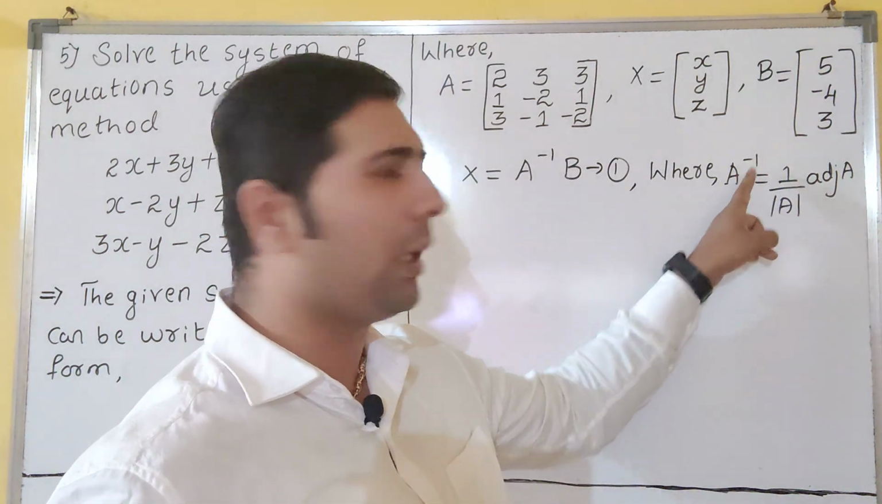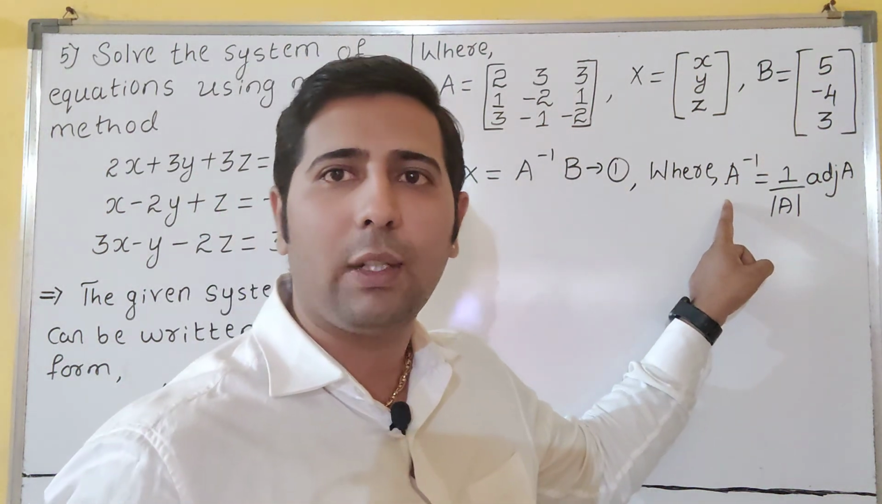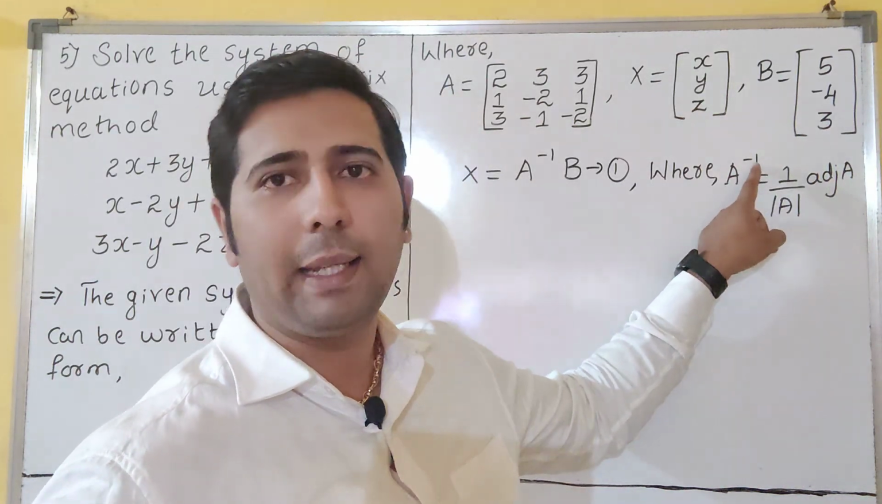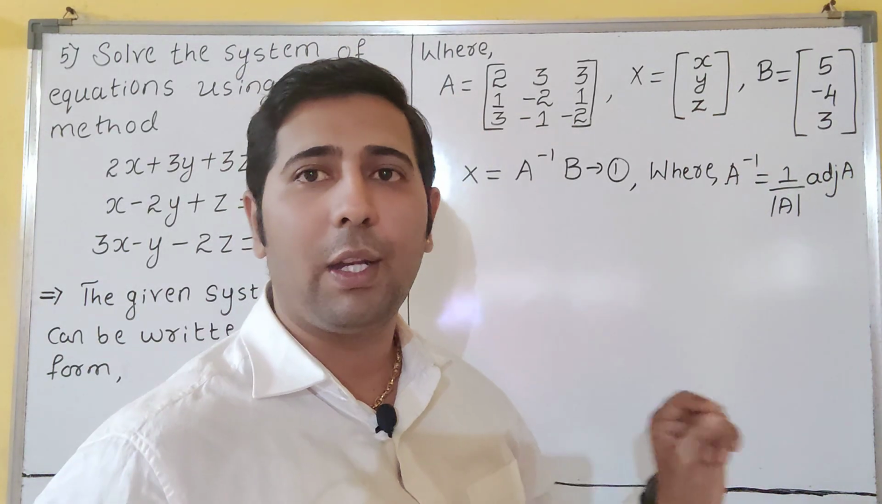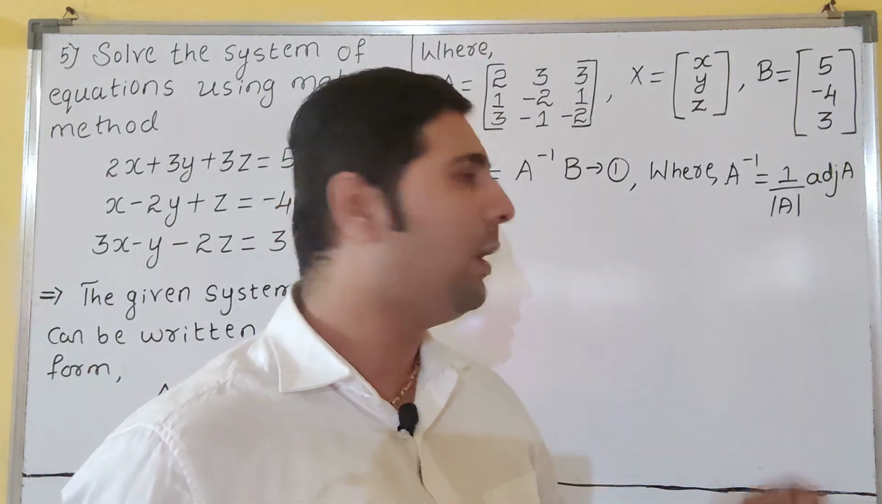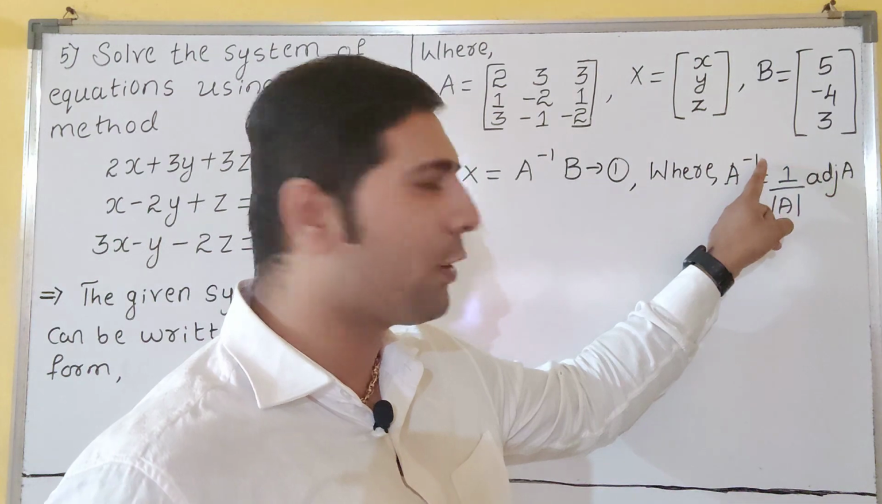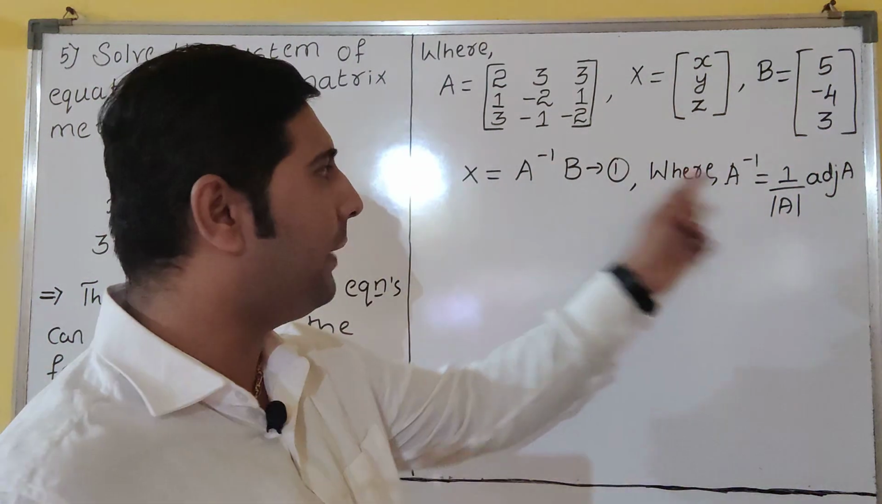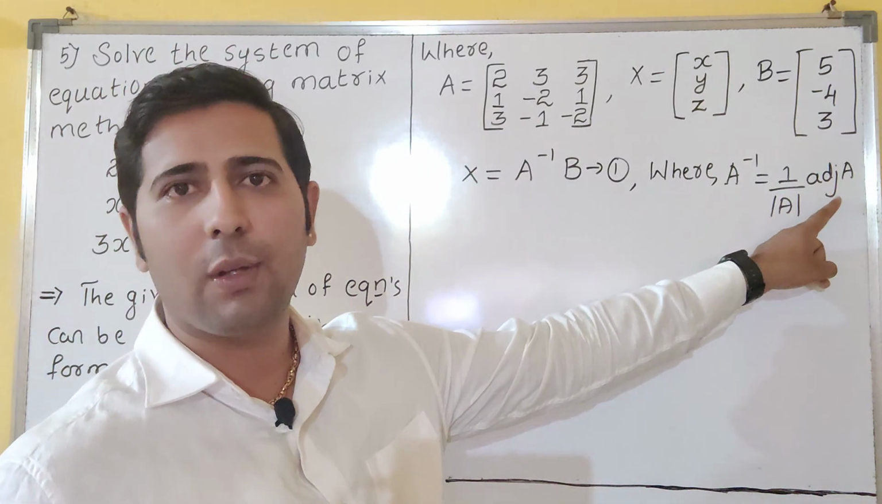A inverse, how to write, observe carefully. A raised to minus 1 I have written, dear students. Many of you will write only A dash. A dash, if you write, it will become A transpose. So please remember, A raised to minus 1 you have to write. Here also I have written A raised to minus 1, where A inverse is 1 upon determinant A into adjoint of A.